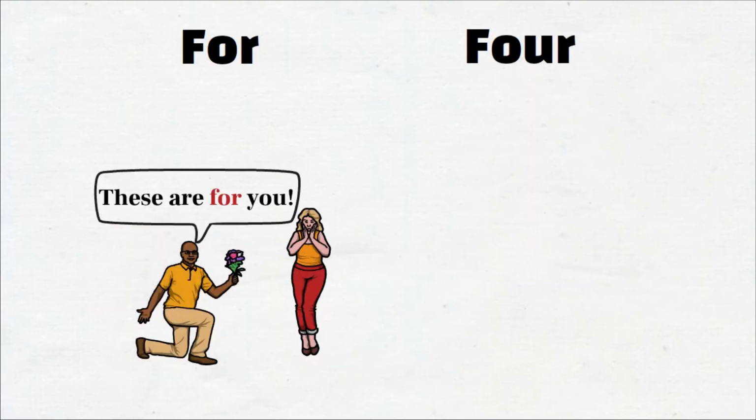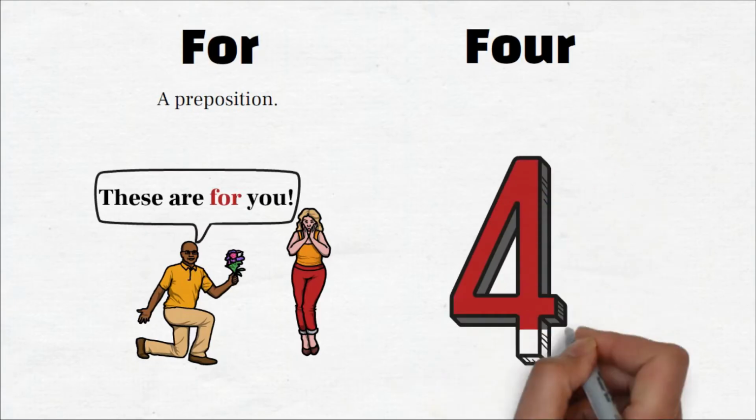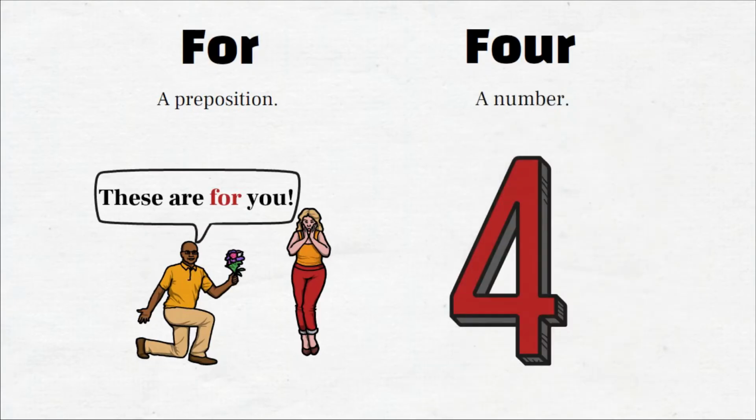For. The first is a preposition. The second is a number.